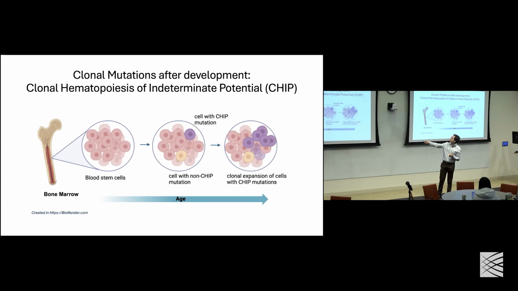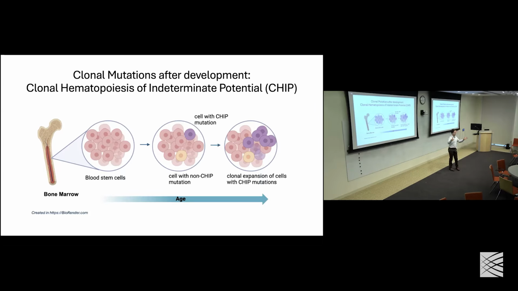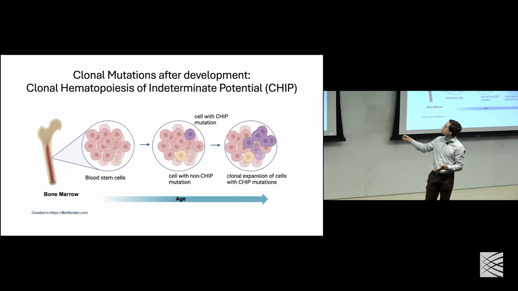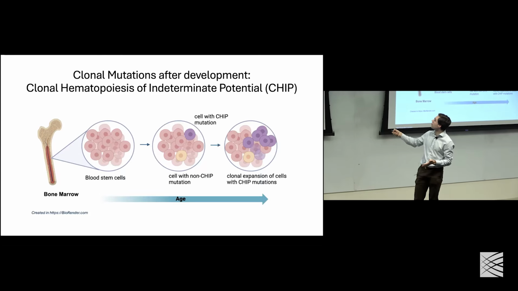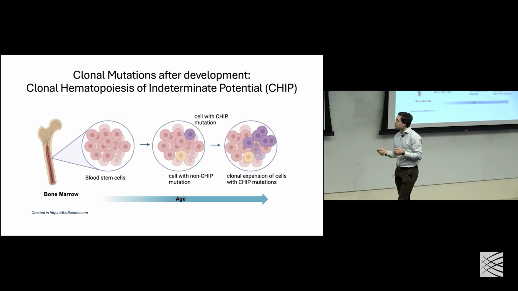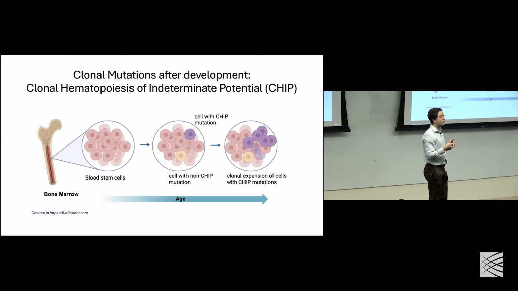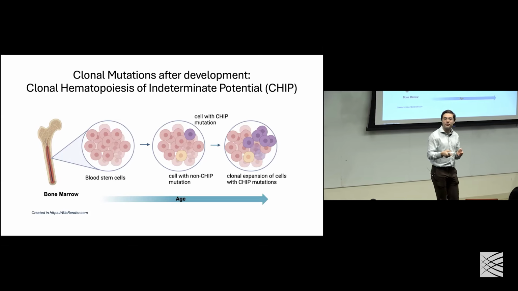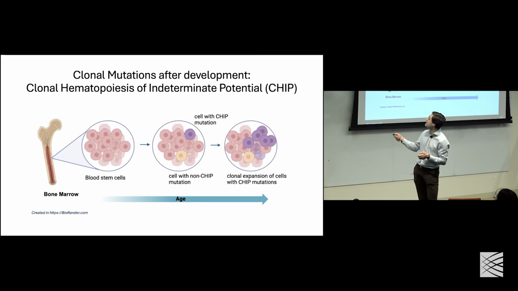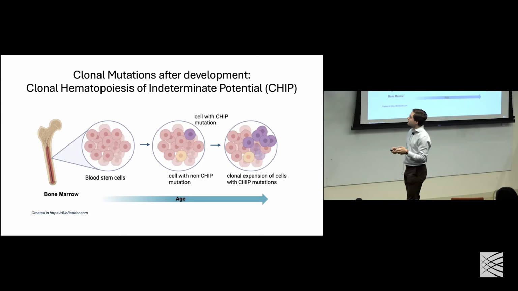So when we're talking about clonal, what we're saying is that these mutations ultimately become part of a larger group of cells that all harbor the mutation because they're proliferative. We're talking about hematopoiesis, so we're talking about blood stem cells. And then indeterminate potential is the key word here. So these mutations do have an effect on growth, but they're not immediately causing cancer. Their potential for proliferation is indeterminate, right?